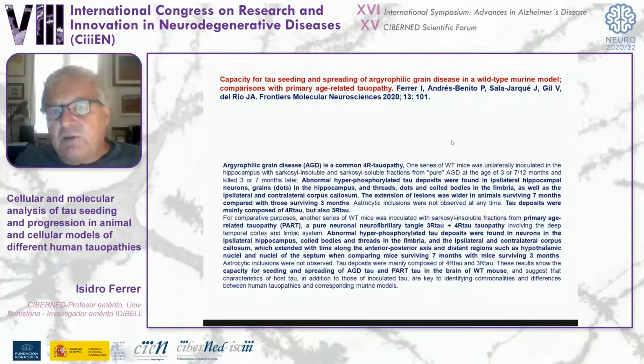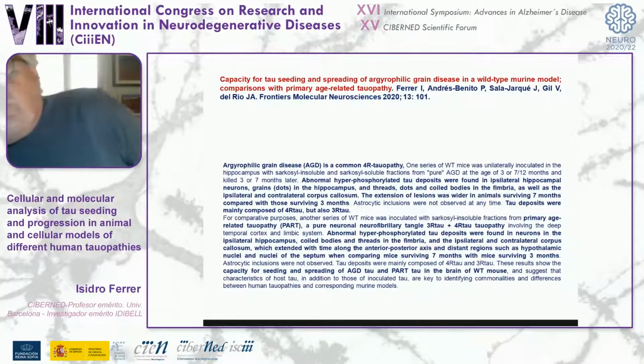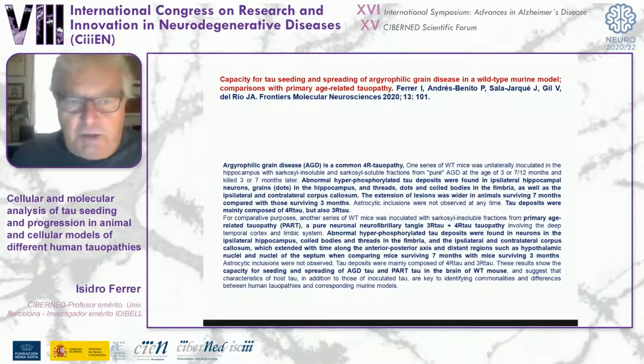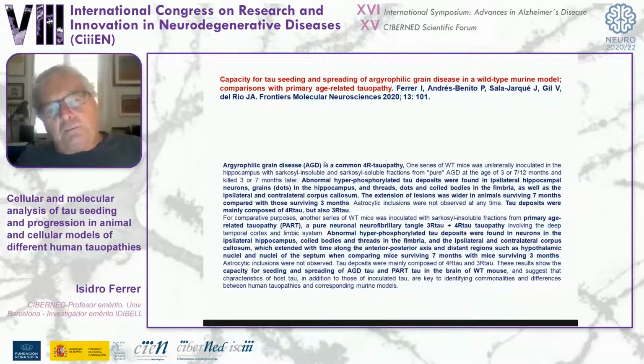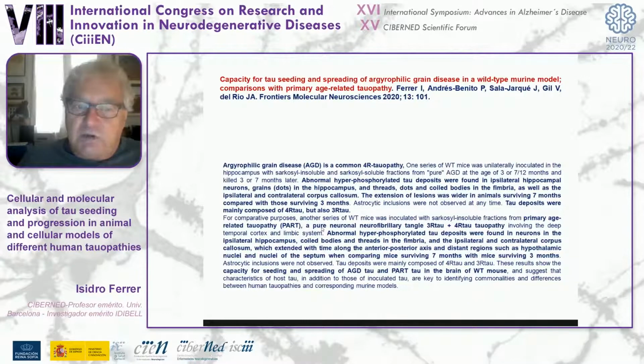It's a kind of Alzheimer's disease at the first stages in which there is only neurofibrillary tangle formation, but not amyloid deposit. So there is a discussion on whether this is a new disease or represents the first stages of Alzheimer's disease. It is important to note, however, that there is no amyloid in any case, and this is a 4R tauopathy, whereas PART is a 3R 4R tauopathy.